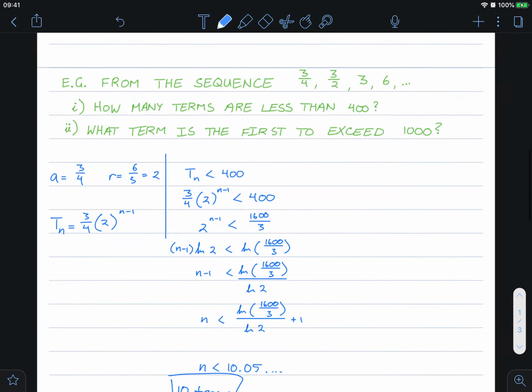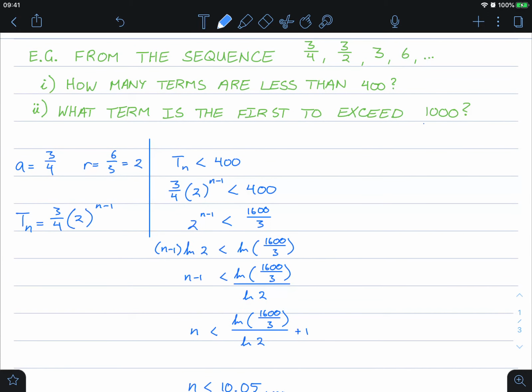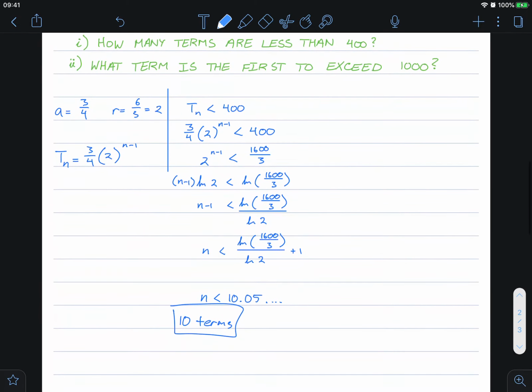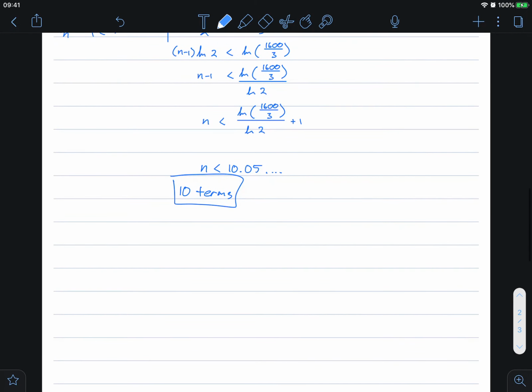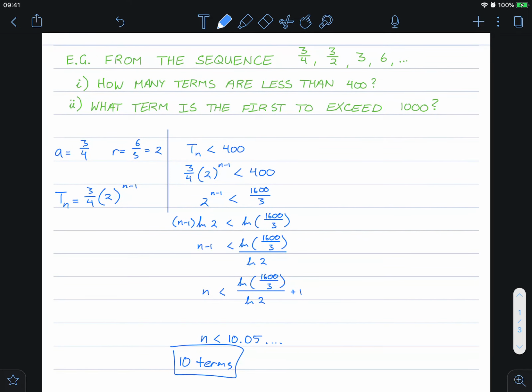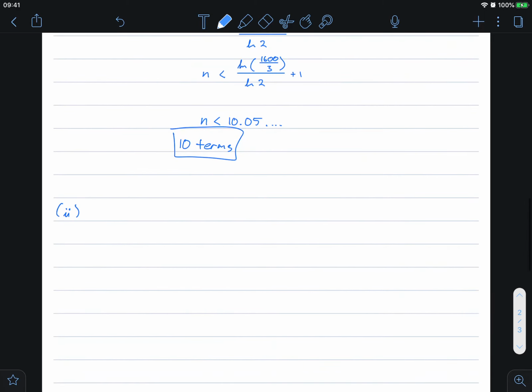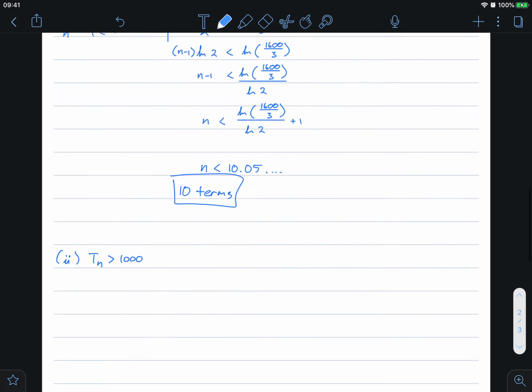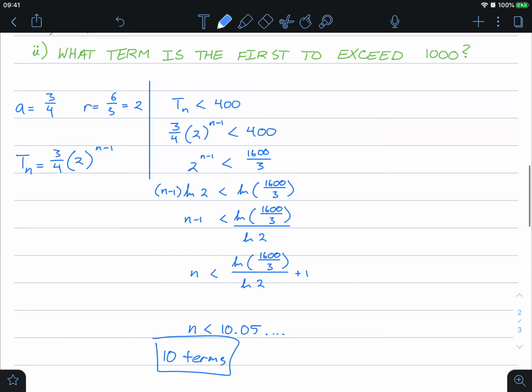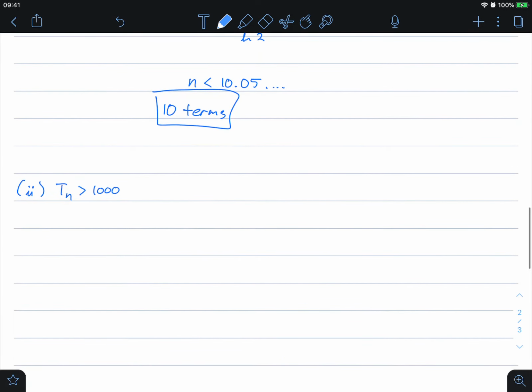Okay, so let's move on to the next question. What term is the first to exceed 1000? Well, this is part 2. It says, what is the first term to exceed 1000? We want Tn to be greater than 1000. We have an expression for Tn, it's here. So substituting that in, 3 over 4 times 2 to the power of n minus 1 is greater than 1000.